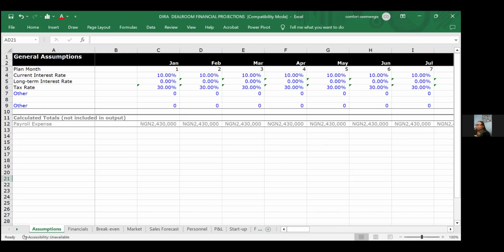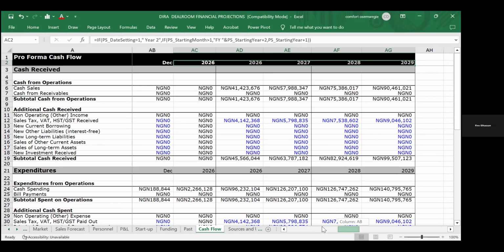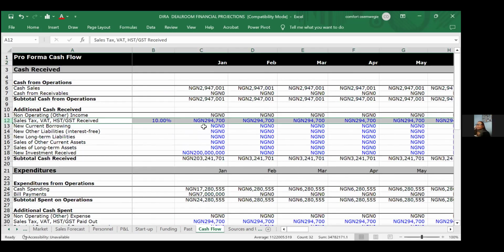Let me go there and show you so that you know that it's there. So I just head into cash flow right now. And everybody see, yes, ma. You see sales tax on number 12 under additional cash receipt. Yes. Percent, right? Of your sales that we've calculated.